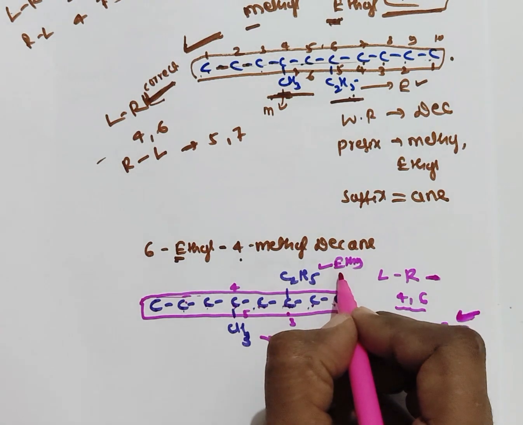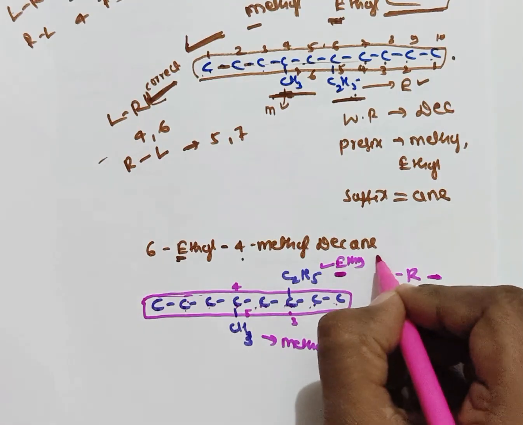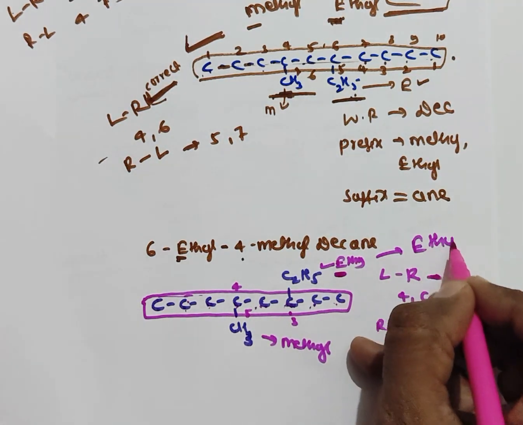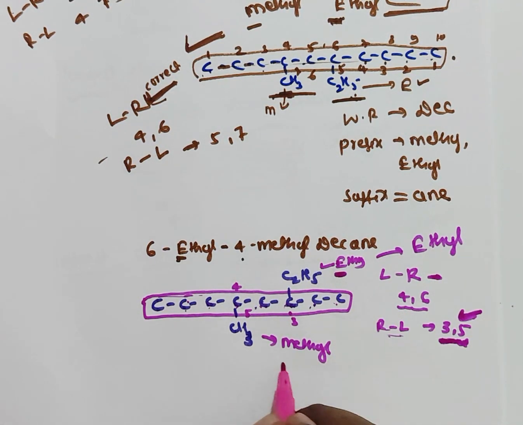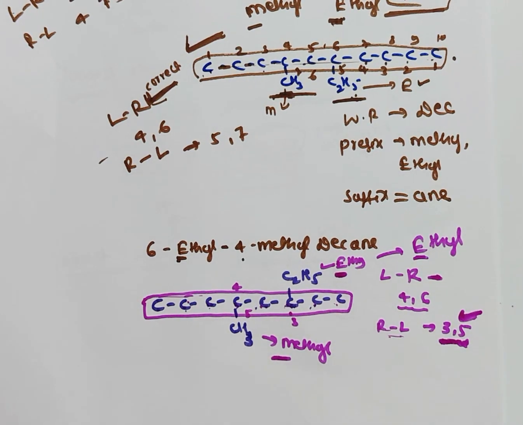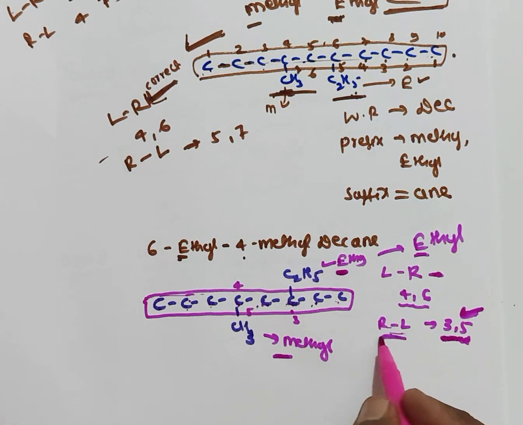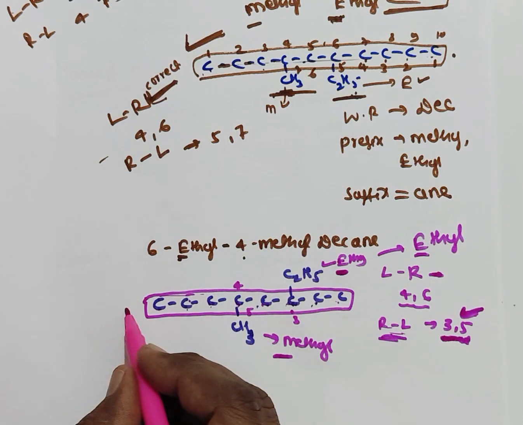In alphabetical order, E comes first. This is ethyl, E-T-H-Y-L. Is this clear to everyone? This is methyl. Here M, here E. So what is the third rule? The third rule is the arrangement of prefixes in alphabetical order. Numbering from right to left is correct.